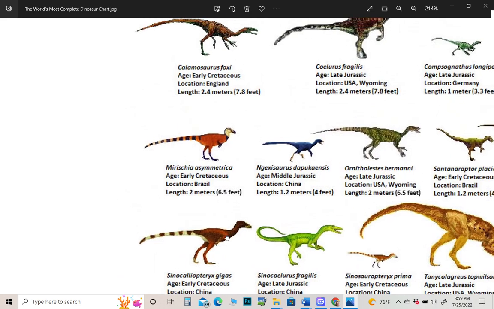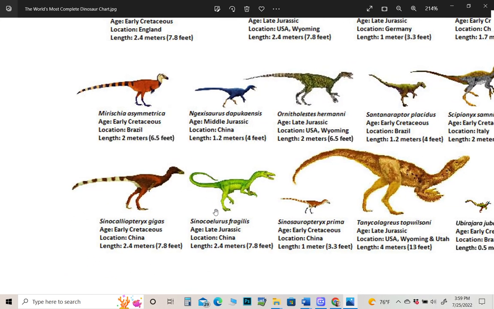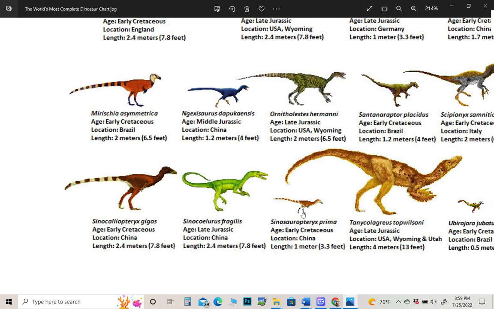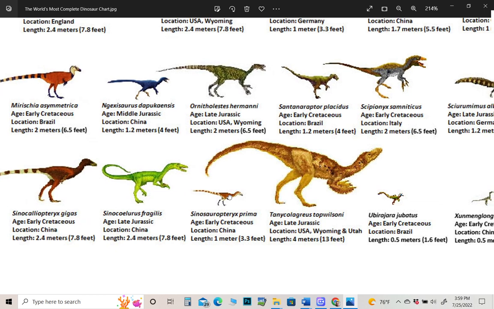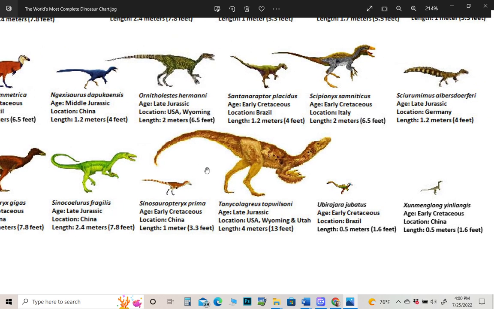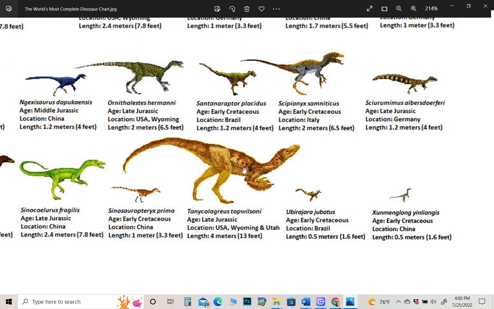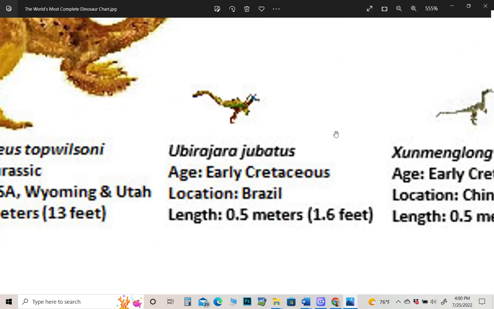Sinocalliopteryx, which is technically the largest compsognathid proper, and not just something closely related to it. Sinocolurus, Sinosauropteryx, which we actually know the tail feathering of the coloration of the Sinosauropteryx, by the way, so this is accurate. They've discovered melanosomes in the fossil impressions of the feathers. So, Canicolagurius, Ubirajara, which this one got.